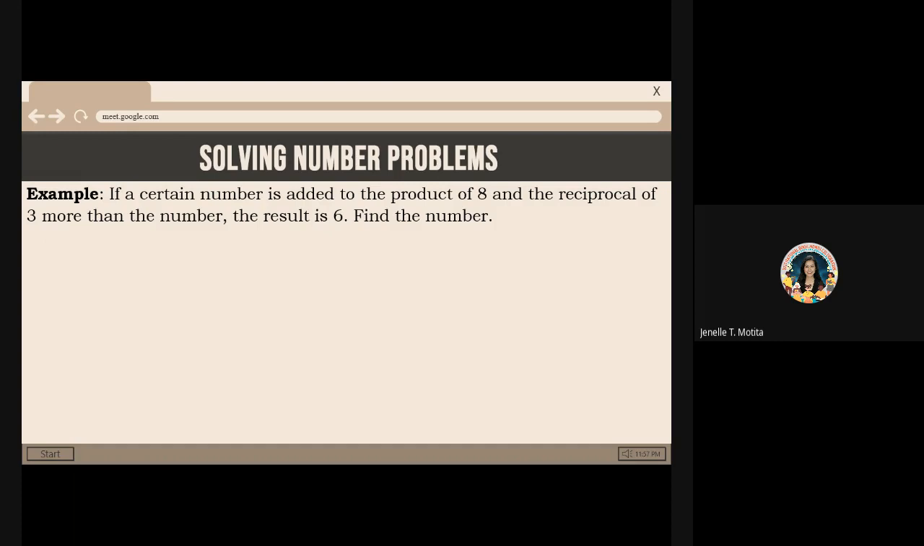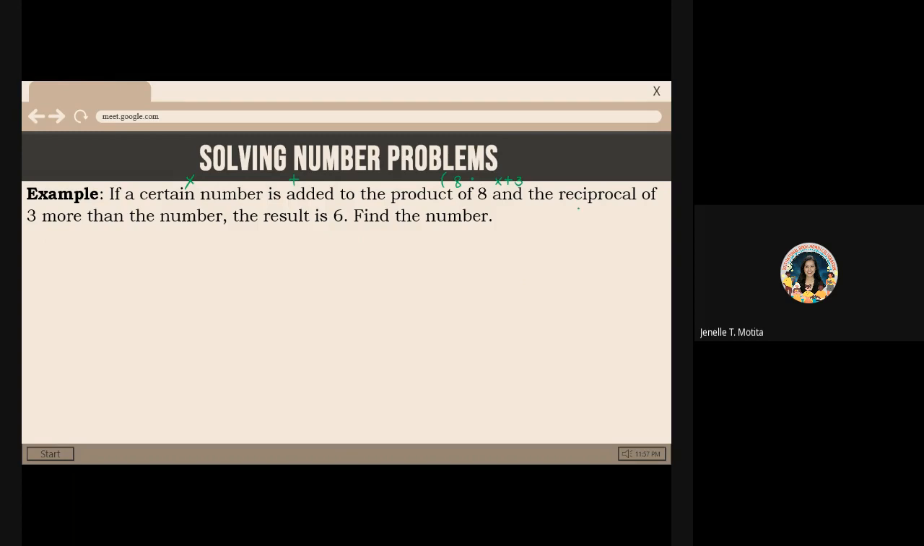If a certain number, so this is the missing number, we could substitute this by x, is added. Okay? Meaning we got here addition to the product of 8. So meron siyang kasama 8 times what? 8 times kasi nga product of 8. And the reciprocal of 3 more than the number. 3 more than the number, that is x plus 3.